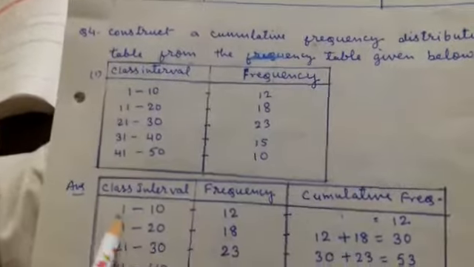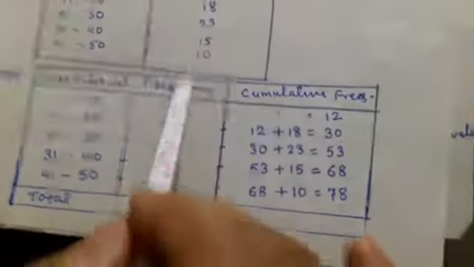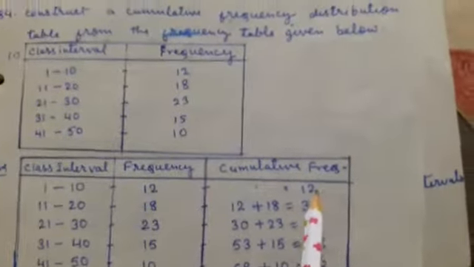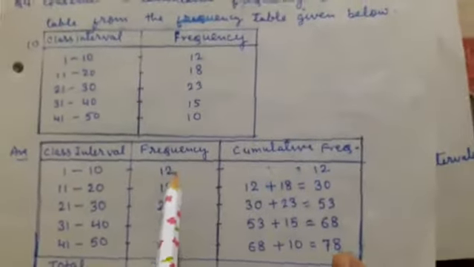Here the class intervals are given: 1 to 10, 11 to 20, 21 to 30, 31 to 40, 41 to 50. Now the frequency is also given in the question: 12, 18, 23, 15, 10. For cumulative frequency, students, you have to keep in mind that in the first group, the cumulative frequency and frequency both will be the same. So 12 and 12 we will write down as it is.